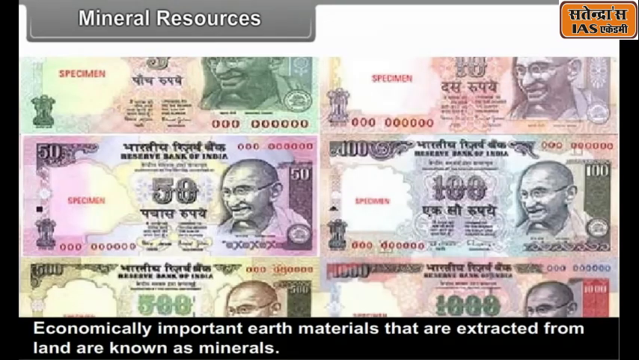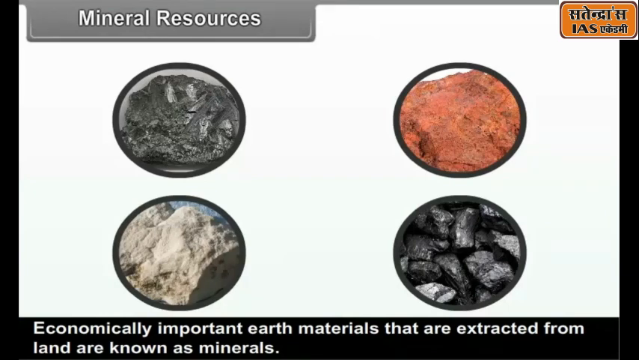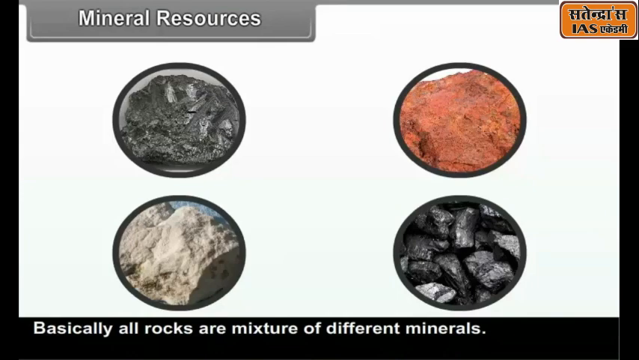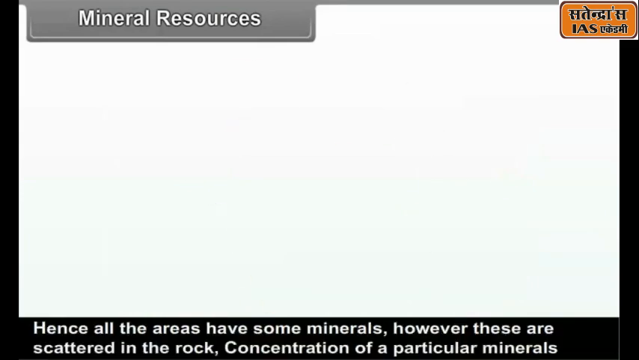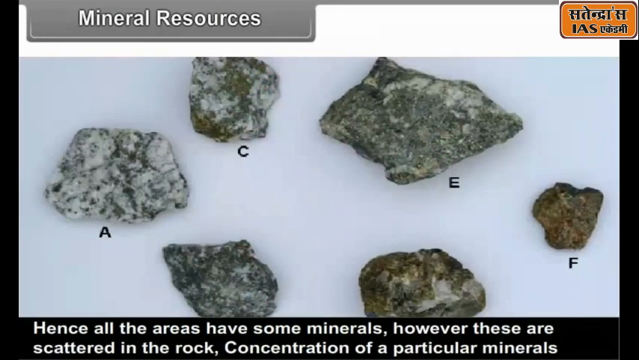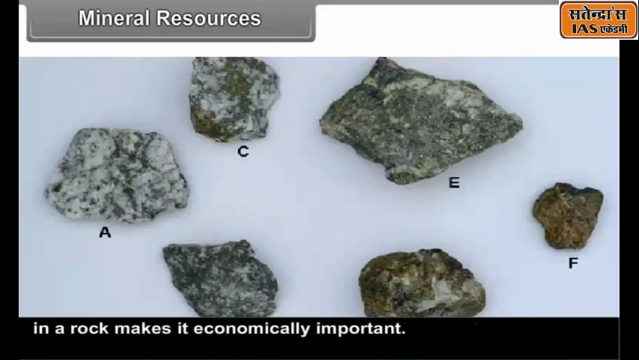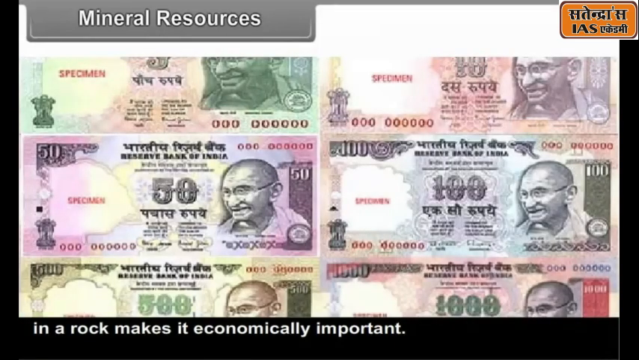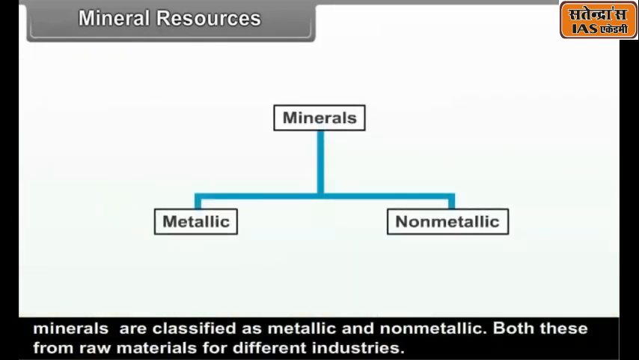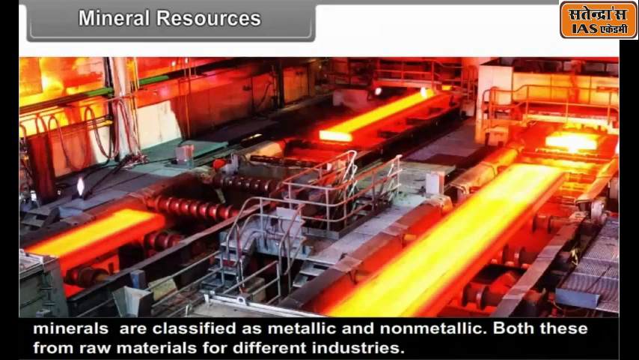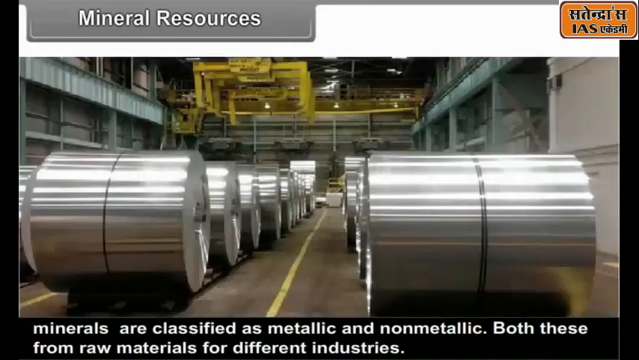Mineral resources. Economically important earth minerals that are extracted from land are known as minerals. Basically, all rocks are a mixture of different minerals. Hence, all the areas have some minerals; however, these are scattered in the rock. Concentration of a particular mineral in a rock makes it economically important. Minerals are classified as metallic and non-metallic. Both of these form raw materials for different industries.